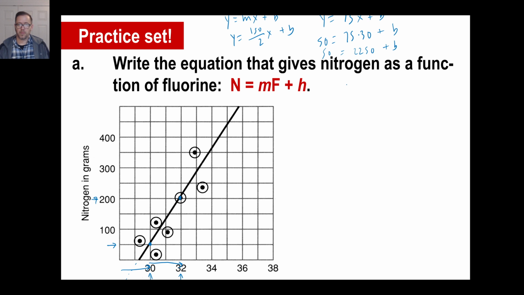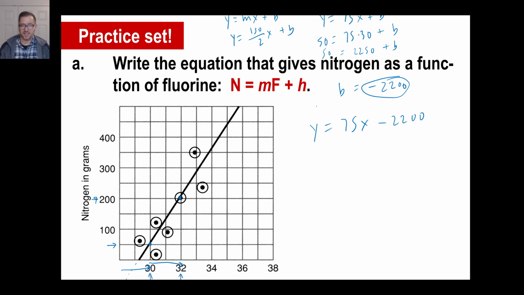All right, we can go down here on this one and subtract that. We're going to get the equation that says b is equal to 50 minus 2250, which is negative 2200. All right, so there you go. There's our b. We have an equation here. Y equals 75x minus 2200.